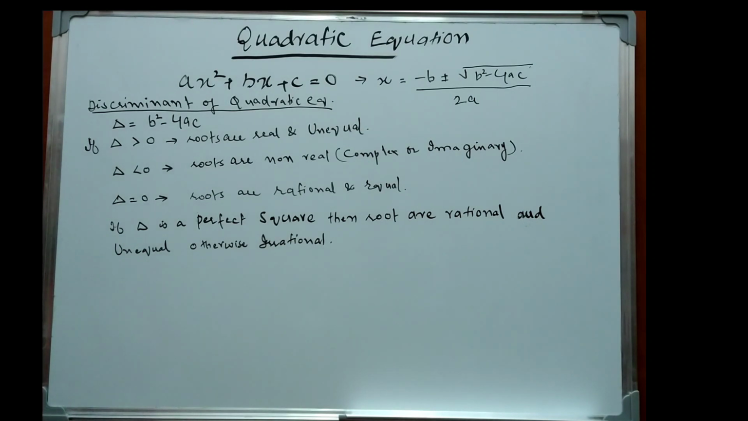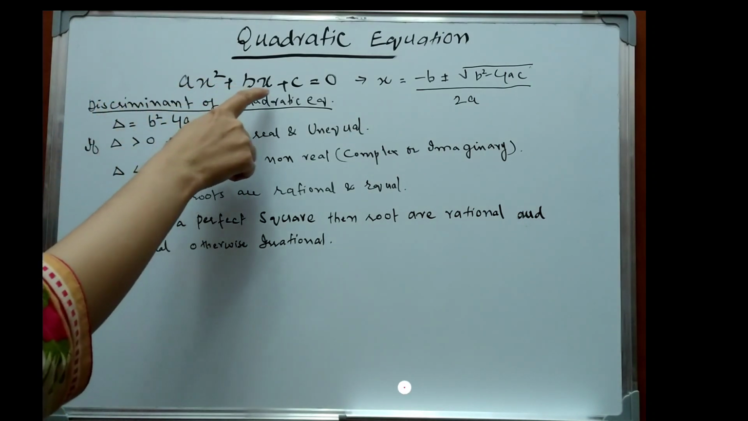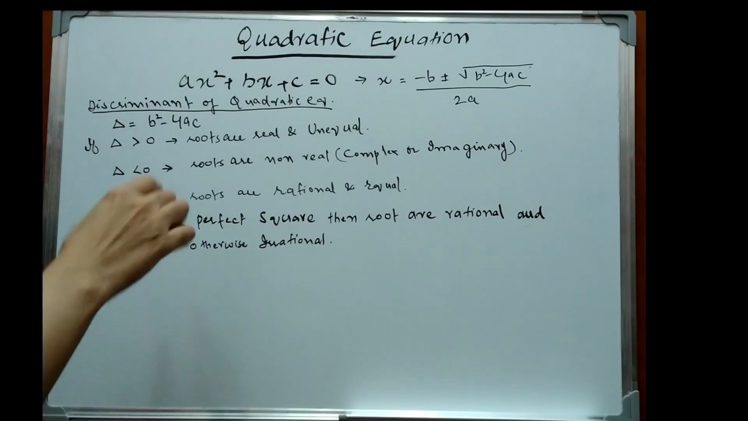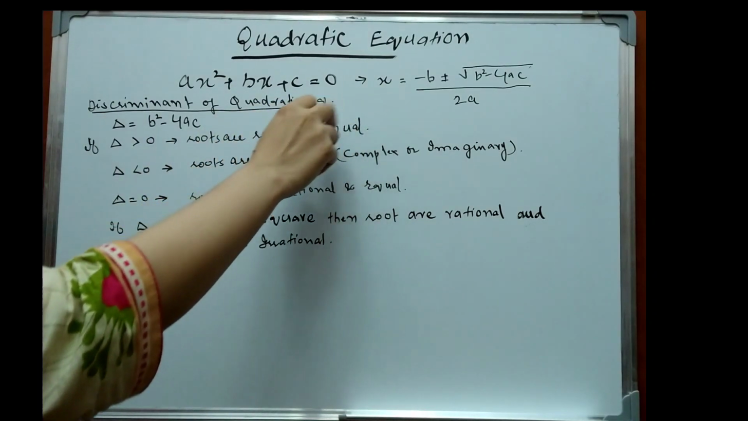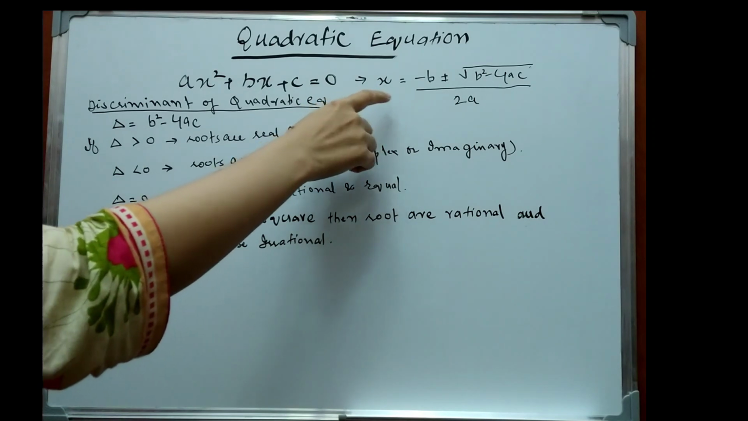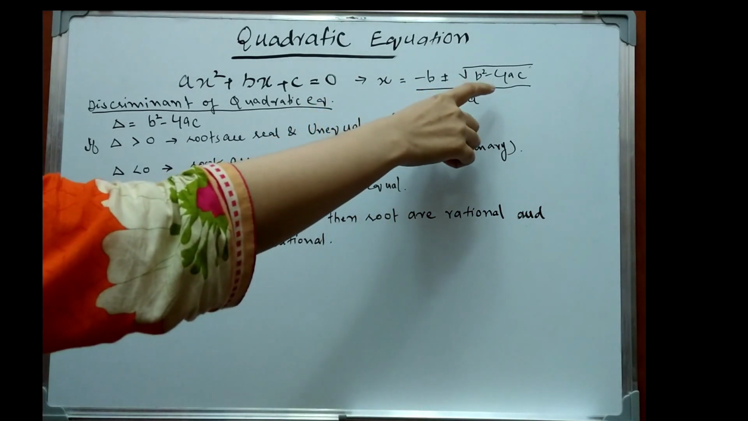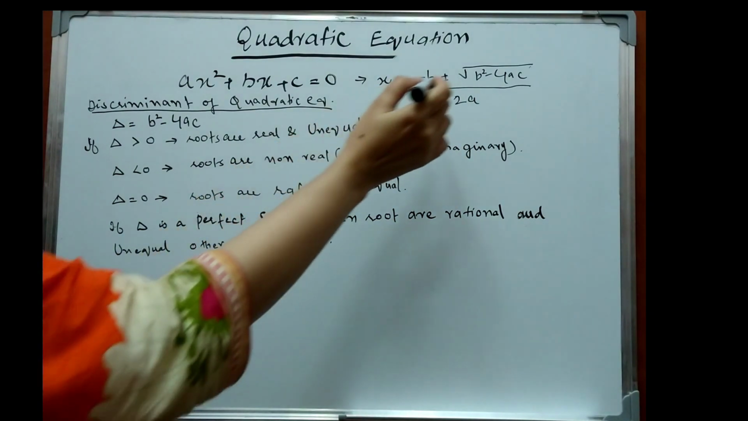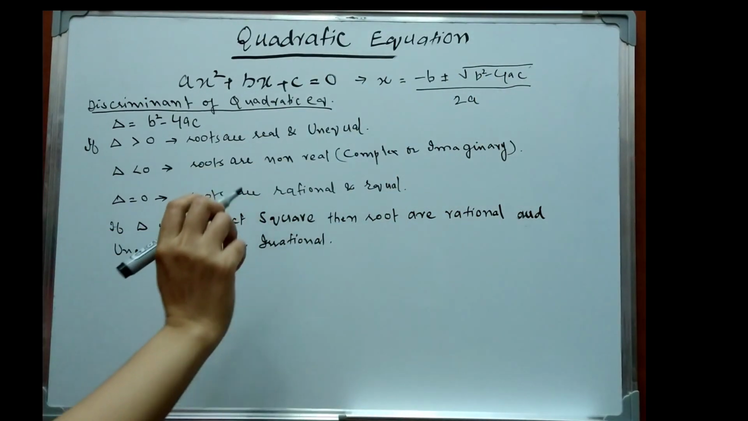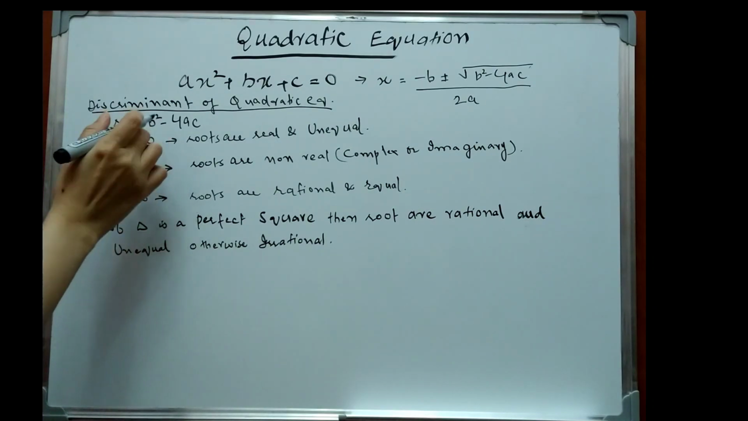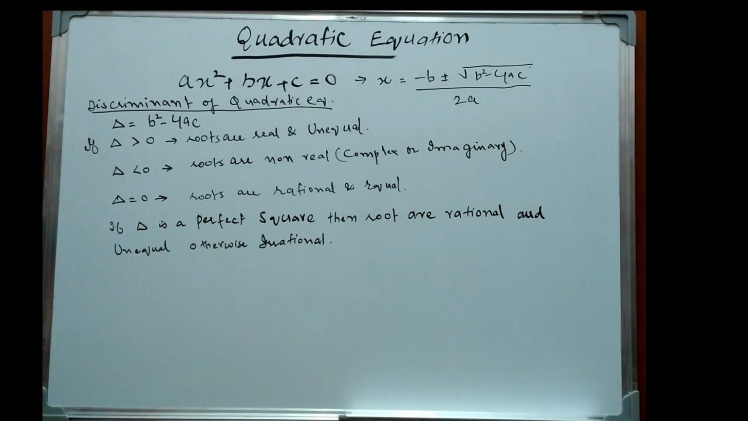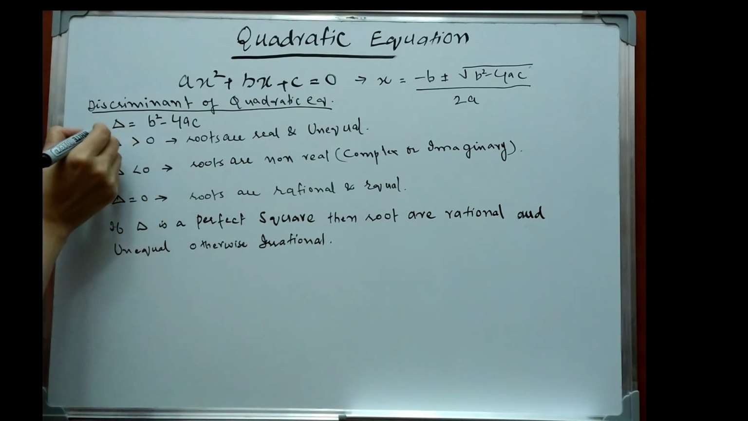As I previously told you, a quadratic equation has an expression of ax square plus bx plus c. When we derive the formula for x, the quadratic formula becomes x equals minus b plus minus root of b square minus 4ac upon 2a. Now here the factor b square minus 4ac is also called the discriminant of the quadratic equation, and it is denoted by delta. This is called delta.